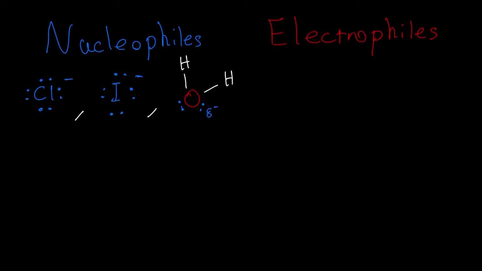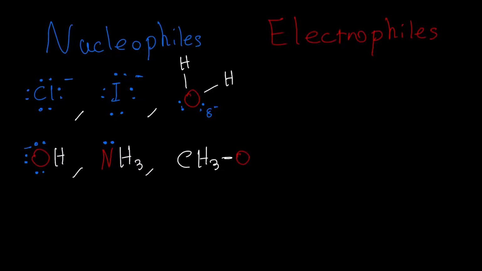Some more examples would be hydroxide, or ammonia, which can also act as a weak nucleophile because of the lone pairs it can give away, and hydroxide has 3 lone pairs that it can give away. Another example of a weak nucleophile can be methanol, because even though it's neutral, the oxygen can give away one of its 2 lone pairs.